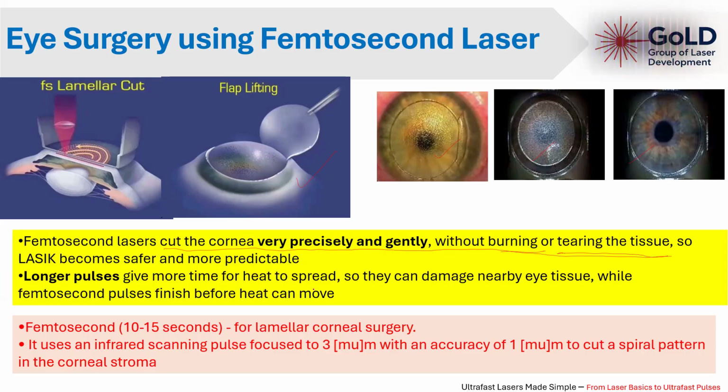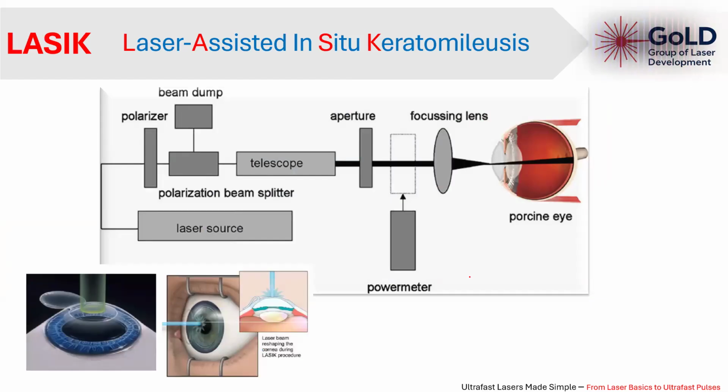Also, in the case of a longer pulse, as I mentioned, the heat spreads. The pulse is long, the heat spreads, and it damages the tissue. So that is why the picosecond laser is not used, but the femtosecond is a more reliable option for laser surgery and LASIK. What LASIK is comes in the next slide. LASIK stands for laser assisted in situ keratomileusis. It corrects your vision, the focusing.